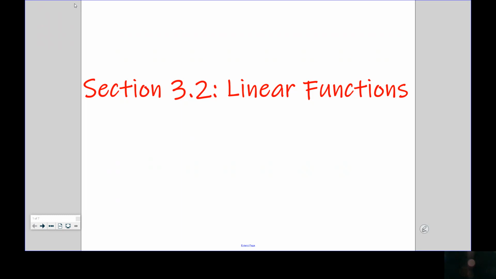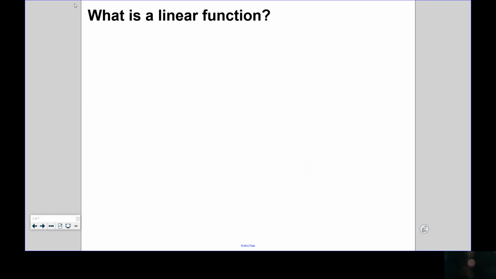All right, so today's section is called linear functions. This section is pretty short. A lot of it is review from section 3.1, or a lot of it has the same content. All right, so first we're just going to talk about what is a linear function. Linear functions are one of the more basic types of functions.